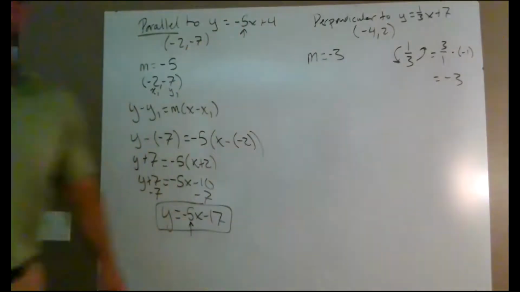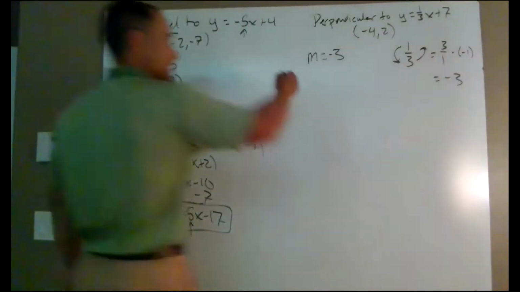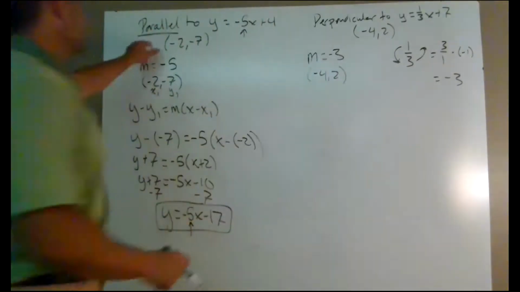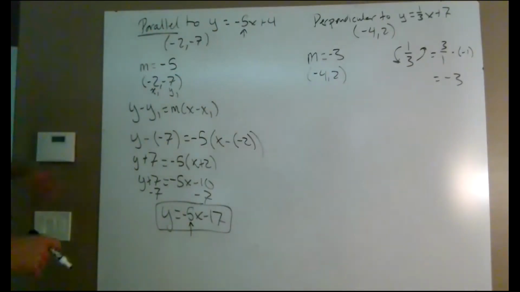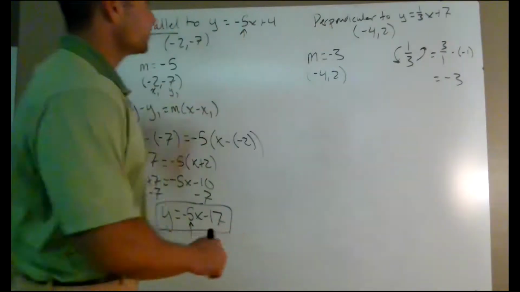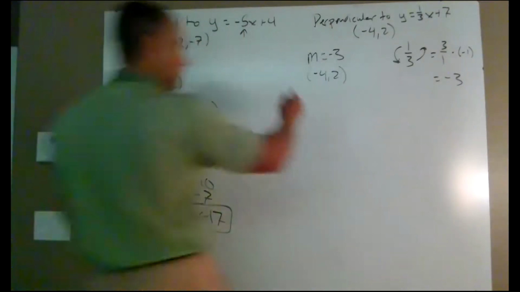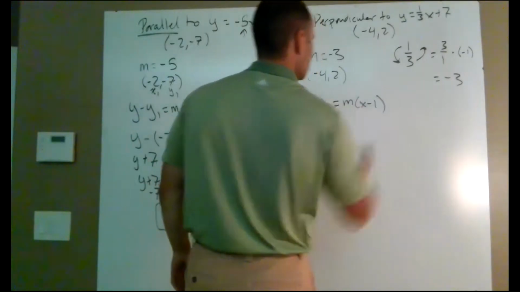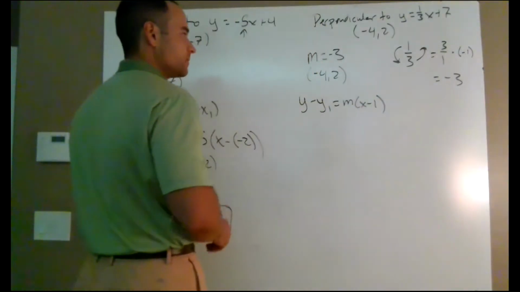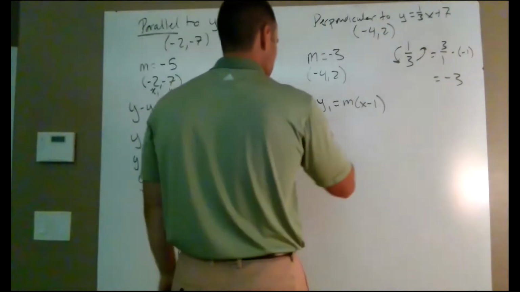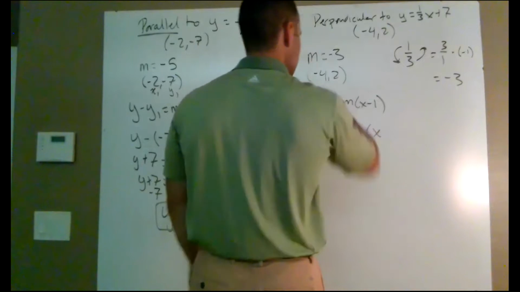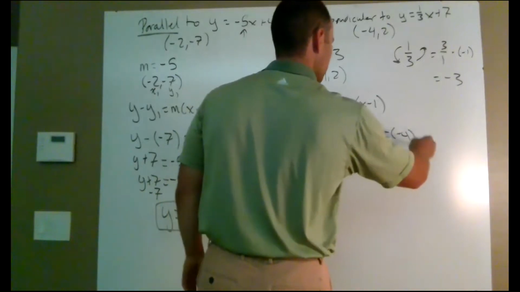All right, so we know our slope is equal to -3, and it's going to go through the point (-4, 2). The parallel and the perpendicular aspects tell us what slope we're dealing with. The point gives us the point. Now we can use point-slope form of the equation to find it. y minus y1, y minus 2 equals m, -3, times x minus x1, -4.